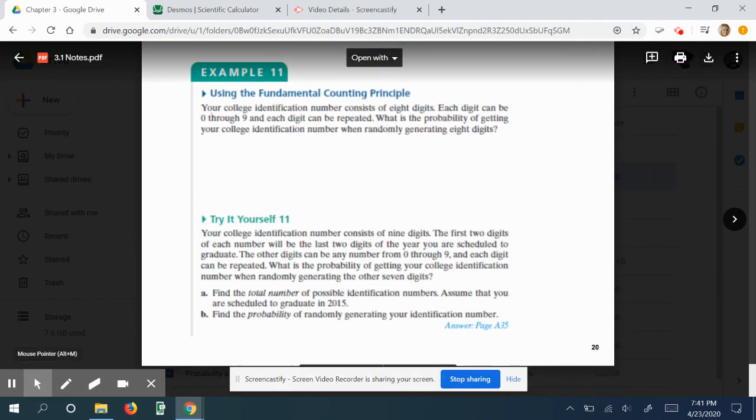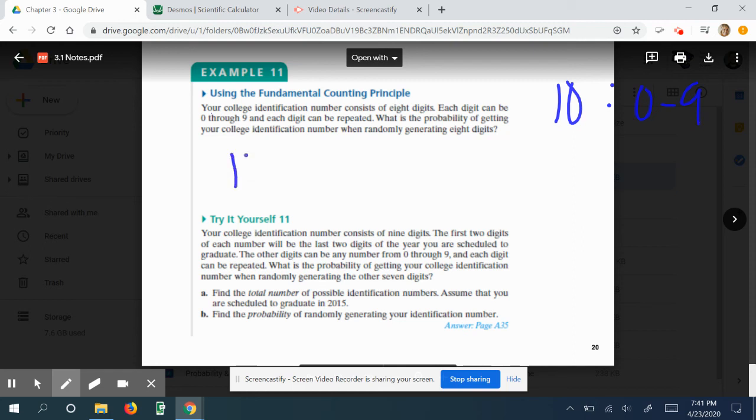All right, last problem we're going to look at. It says, your college identification number consists of 8 digits. Each digit can be 0 to 9. And each digit can be repeated. So we know that there are 10 choices from 0 to 9. Okay. And what is the probability of getting your college identification number when you randomly generate 8 digits?